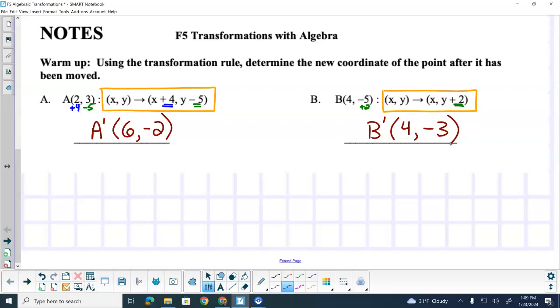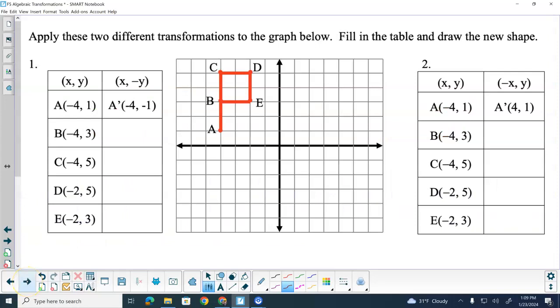Now, yesterday, what we did is we were able to go to our graph and shift whatever points we had on our graph. We could shift it left, we could shift it right, we could shift it up, or we could shift it down. Okay? We called that geometric transformations. Today, we're going to do algebraic transformations. We're still going to have a rule. So this is our rule here in number 1. We're going to apply our rule to our figure P.